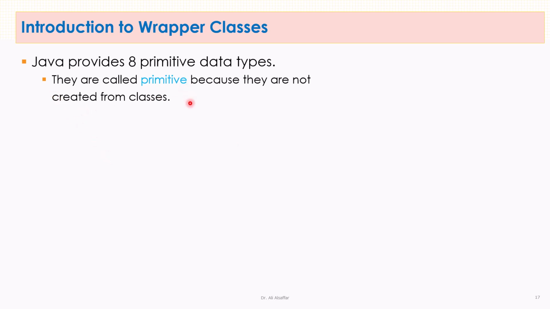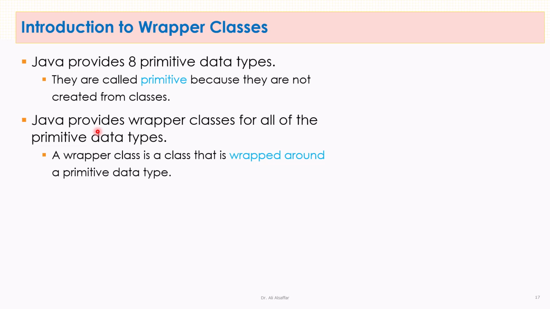Java provides 8 primitive data types. They are called primitive data types because they are not created from classes. They are part of the Java language. So when we use them in our programs, all are used with lowercase letters. Aligned with these 8 primitive data types, Java also provides wrapper classes for all of the primitive data types.